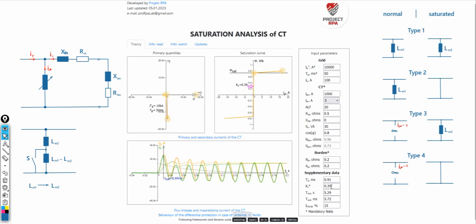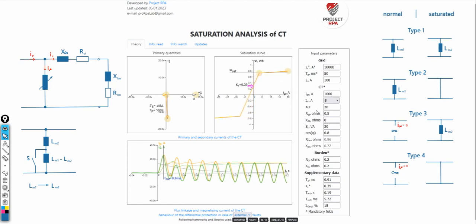What is worth mentioning here is this horizontal line representing the saturation flux Ψsat for curves number 2 and 4. This is the flux linkage caused by a current that results from the multiplication of the secondary rated current and the accuracy limit factor ALF for a given current transformer, the parameters of which are specified here in the input fields.